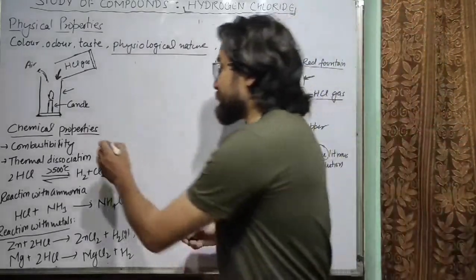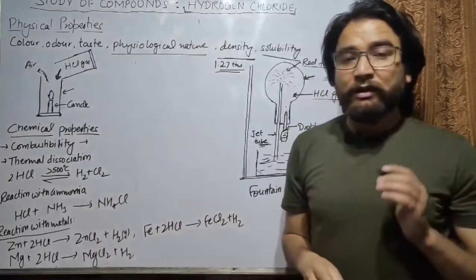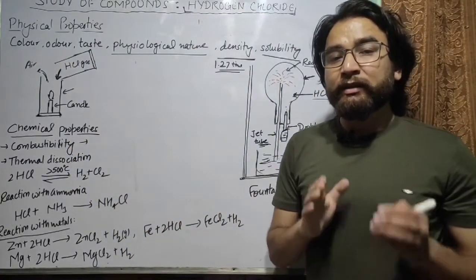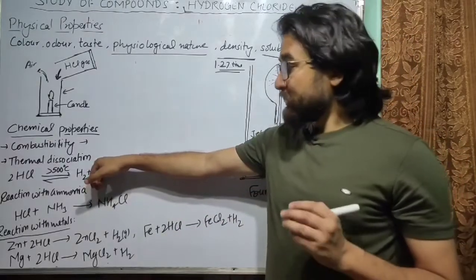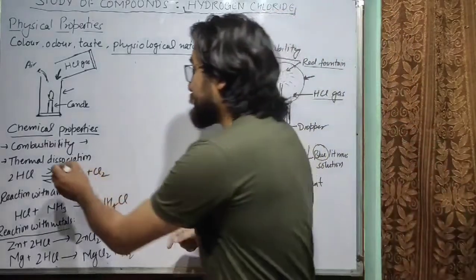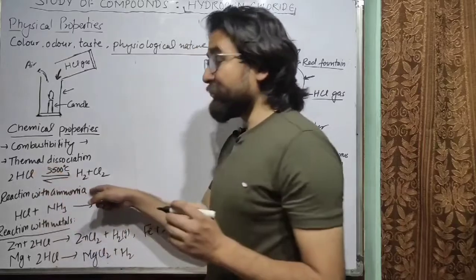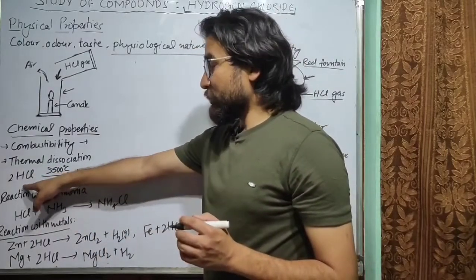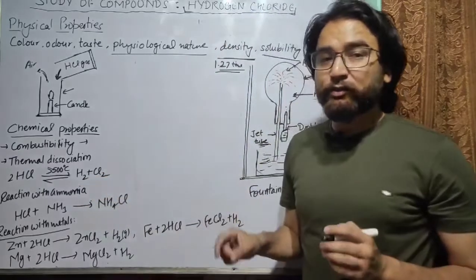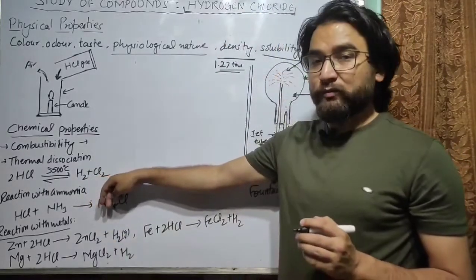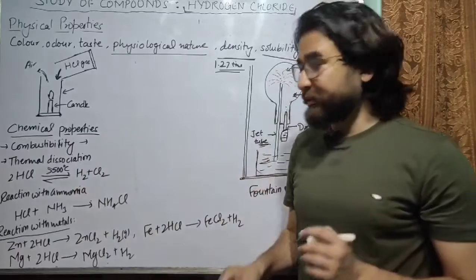If you talk about combustibility, it is non-combustible, and neither does it support combustion. Now second is thermal dissociation. It dissociates above 500 degrees Celsius. HCl will form H2 and Cl2 gas. So hydrogen and chlorine gas will be formed above 500 degrees Celsius.